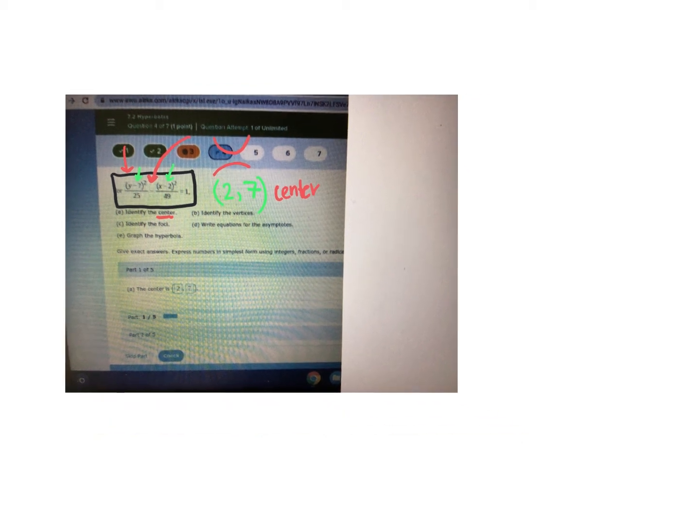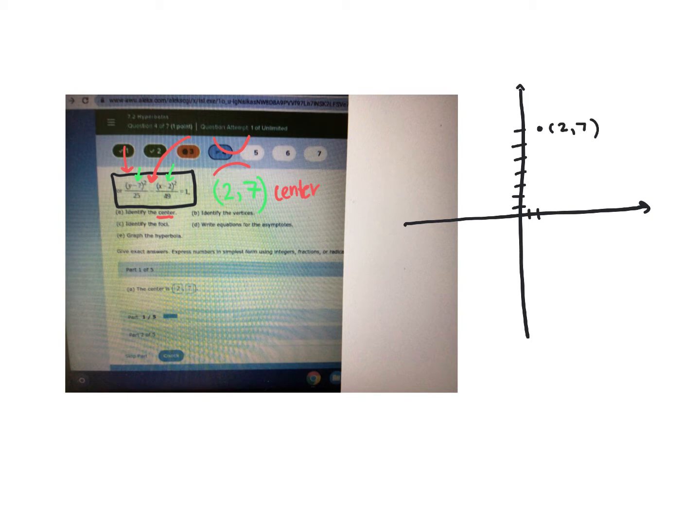This is where I'll start drawing the graph because that helps me make sense of what's going on here. So I plot my center, 1, 2, 1, 2, 3, 4, 5, 6, up 7 spaces. So that's my center. And now using the numbers underneath, that 25 is under the y. That means I'm going to go up and down the square root of 25, which is 5. So up 1, 2, 3, 4, 5. That's going to be where my vertex is.